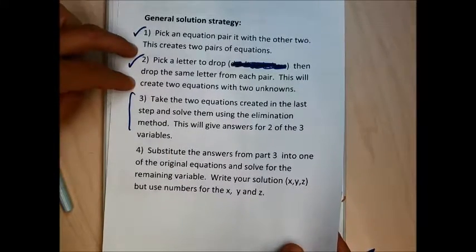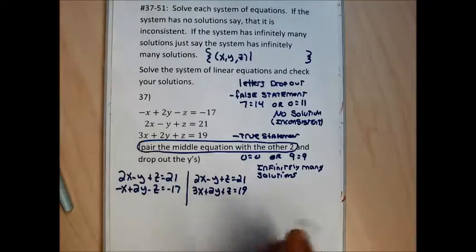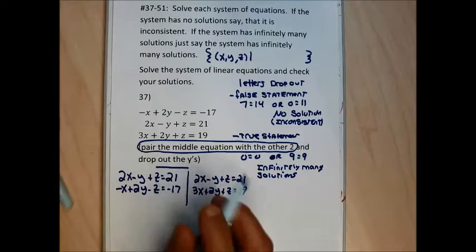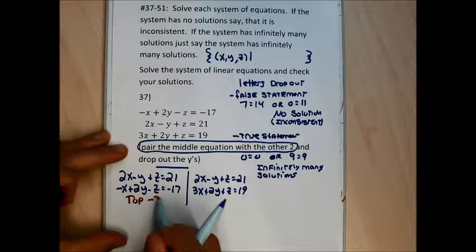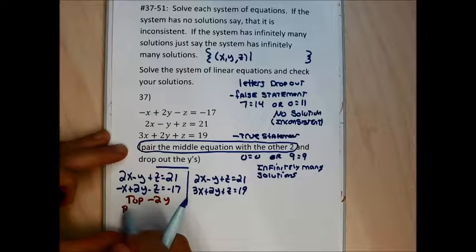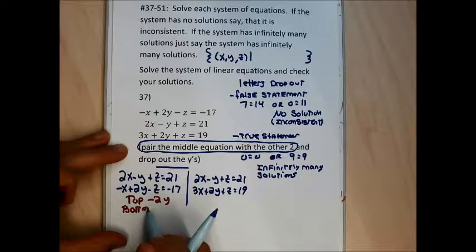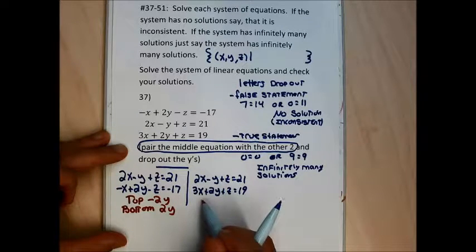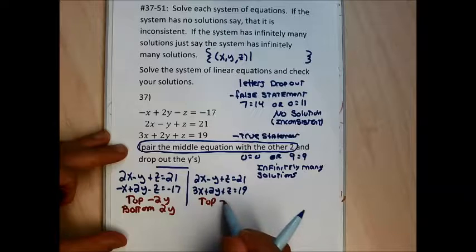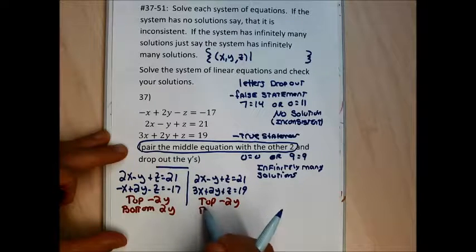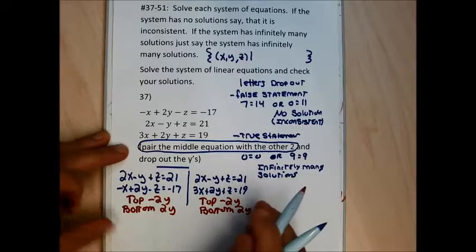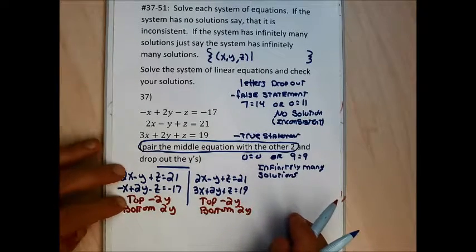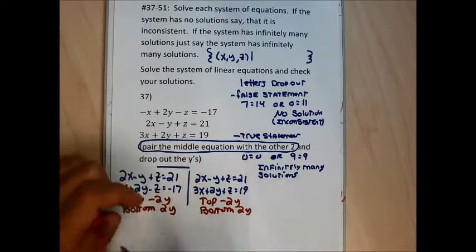Now we need to pick a letter to drop out and drop it out. I suggested to drop out the y's. So for this set over here, you're probably going to make the top have a minus 2y and leave the bottom with a positive 2y to get started. I'd probably do the same thing for this set. I'm going to make the top have a minus 2y, and I'm going to leave the bottom with a plus 2y. So you're going to do the elimination method here to drop out the y's.